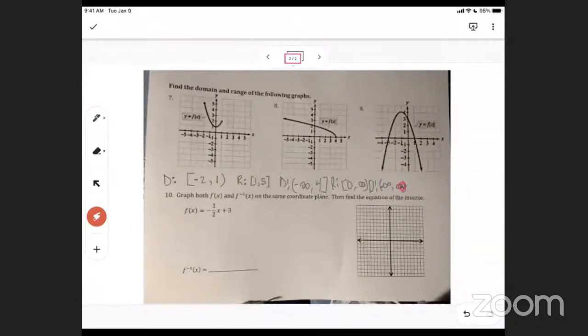Oh, okay. And the range, scan it. Is negative infinity... Mm-hmm. 1. Or wait, what is that? That's a 4. Looks like a 1. 4, yeah. Oh, wait, would that be a bracket or parenthesis? It looks like it touches it. So bracket.